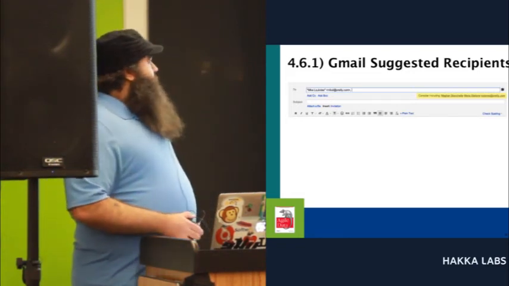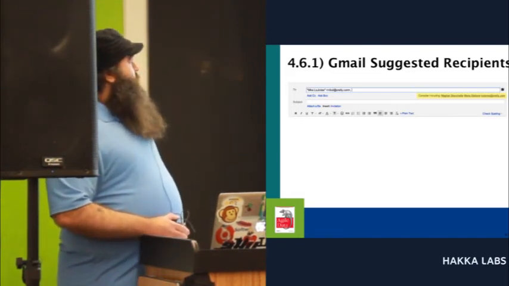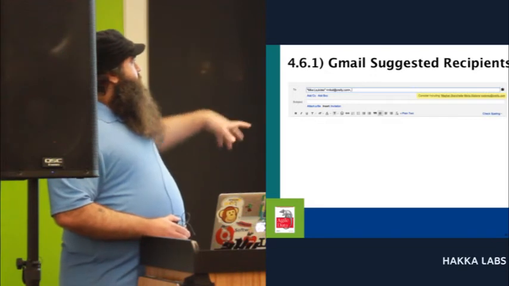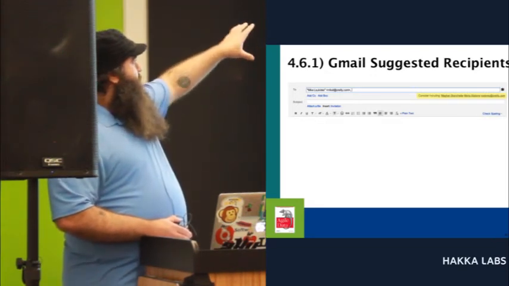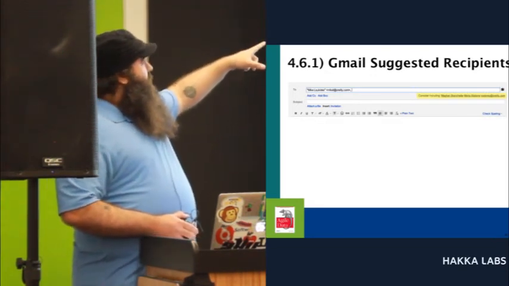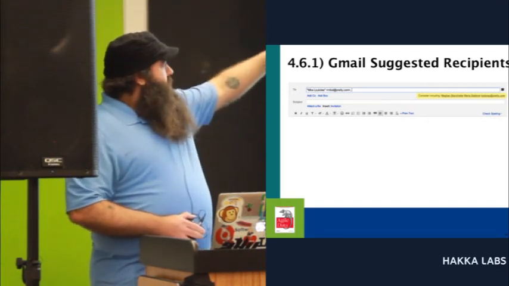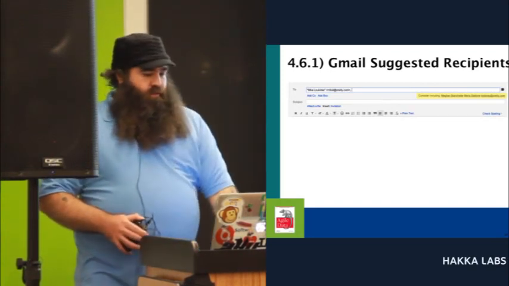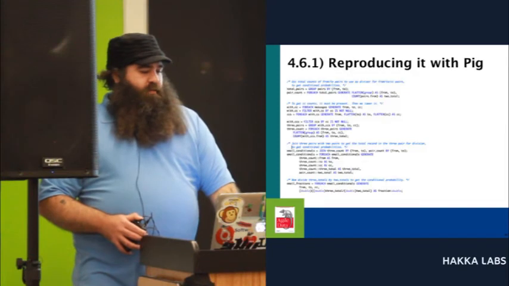So let's look at doing something like that to recreate Gmail suggested recipients. This is me emailing. I had two editors. This was the first one. It tells me who I might want to include. So this is the code to reproduce that feature in Pig. We'll step through it.